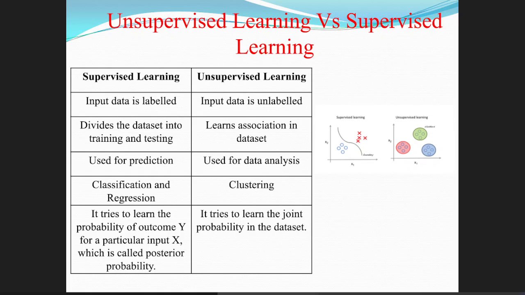In supervised, we have algorithms like classification and regression. In unsupervised, we have the clustering algorithm. In supervised, we are basically finding the posterior probability. In unsupervised, we are basically finding the joint probability. Why joint? Because we are finding the association between the data sets, right?